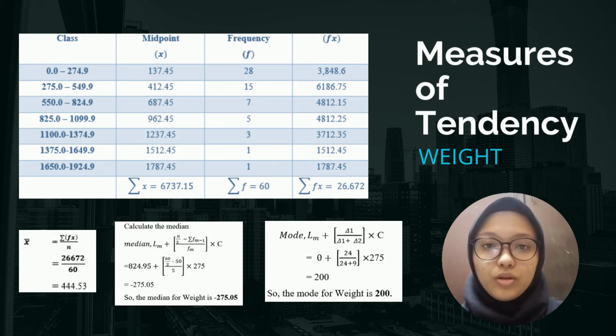So for the numerical frequency, I will describe the variable weight. As usual, we have the mean, median, and mode for the measures of central tendency. So the answer for the mean of weight is 444.53. The median of weight is 275.05, and the answer for the mode of weight is 200.